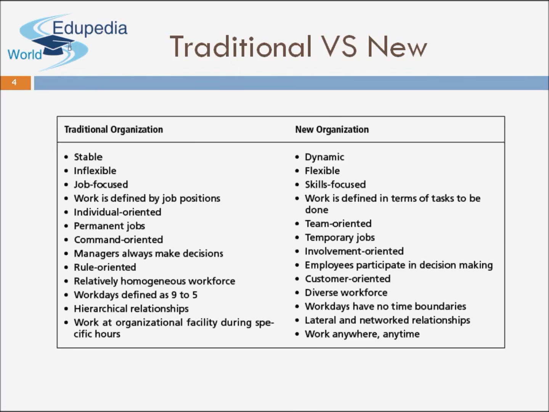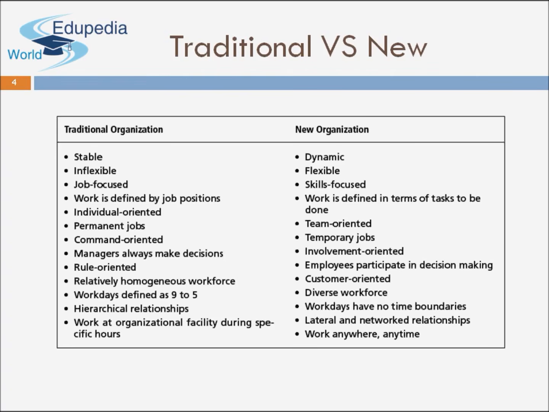They look into what is the requirement of the customer, what are the preferences of the customer, and according to that, decisions are made. Traditional organizations had a relatively homogeneous workforce, whereas today's organizations have workforce diversity, because there are a lot of people who are coming from different backgrounds, different countries, and they work together. In traditional organizations, there were hierarchical relationships, whereas today's organizations are more focused towards lateral and network relationships.